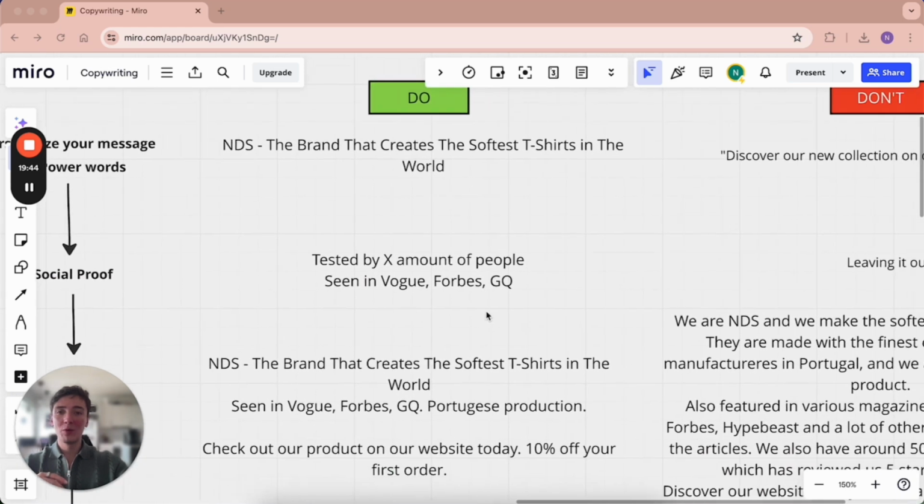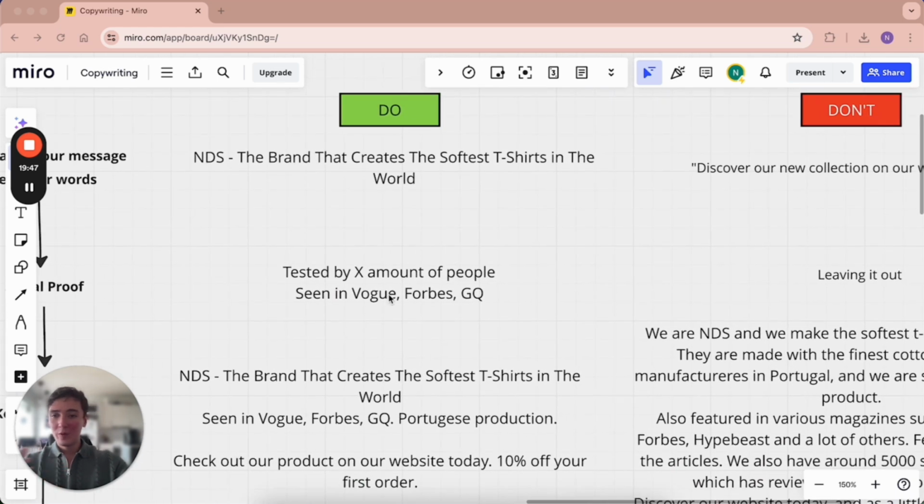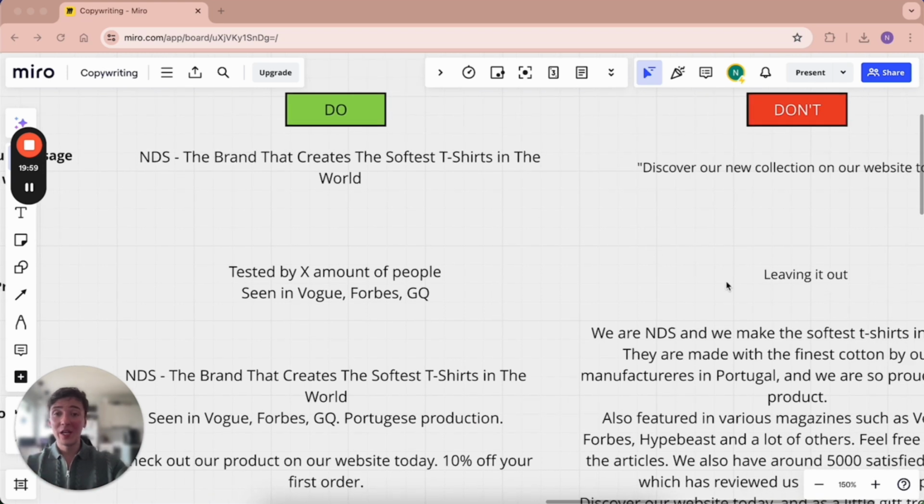Going down into social proof, we talked about this. I've just written tested by X amount of people, seen in Vogue, Forbes, GQ, whatever. I mean, this can be written in a lot of ways. But the don't here is leaving it out.